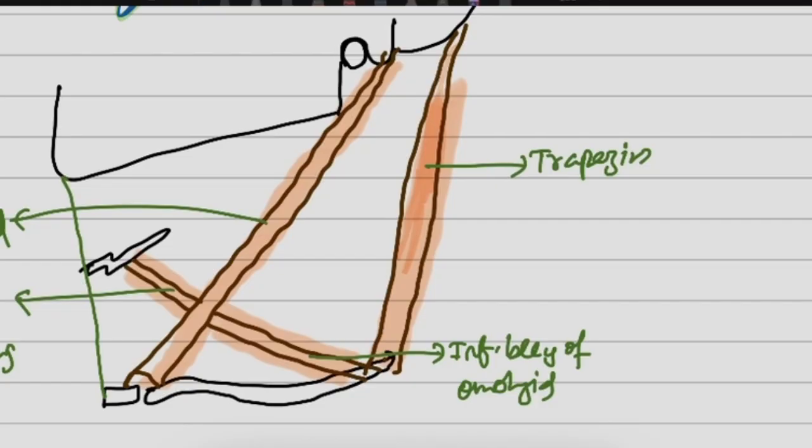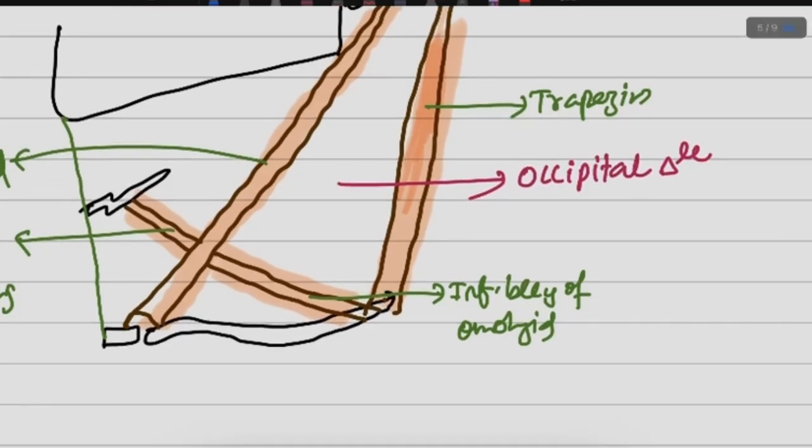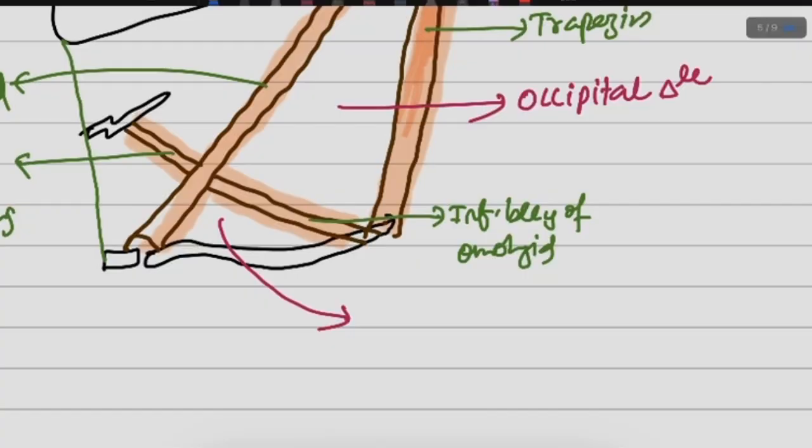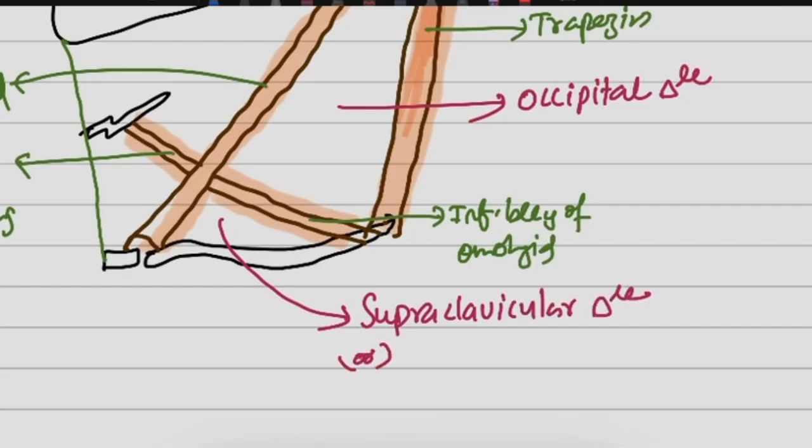Yes. Now what is this triangle named? We have discussed that the inferior belly divides the posterior triangle into two parts. The upper triangle is called the occipital triangle. Whereas this smaller triangle is called the supraclavicular triangle, or it is also known as the subclavian triangle.